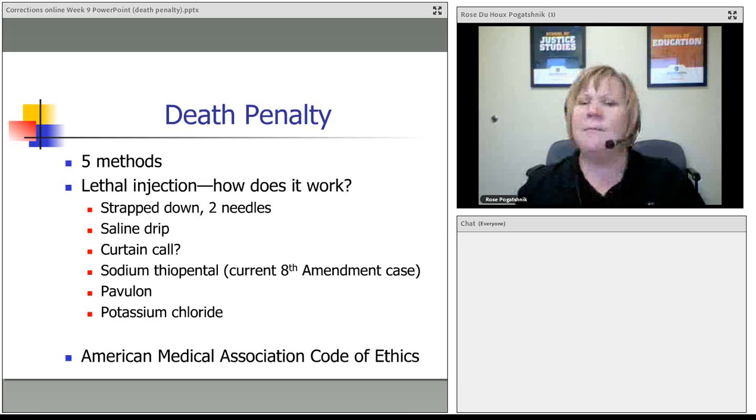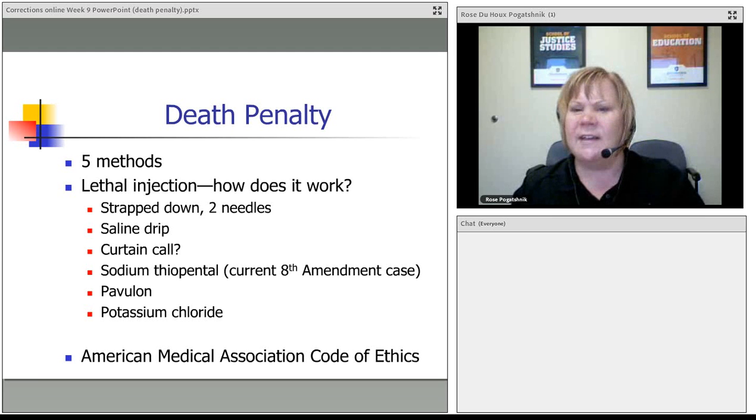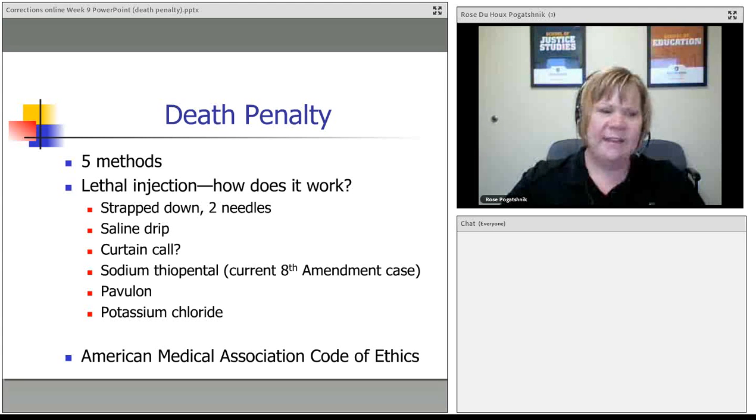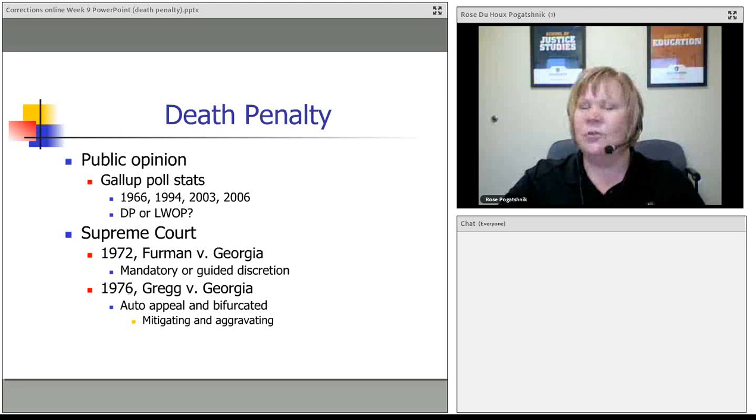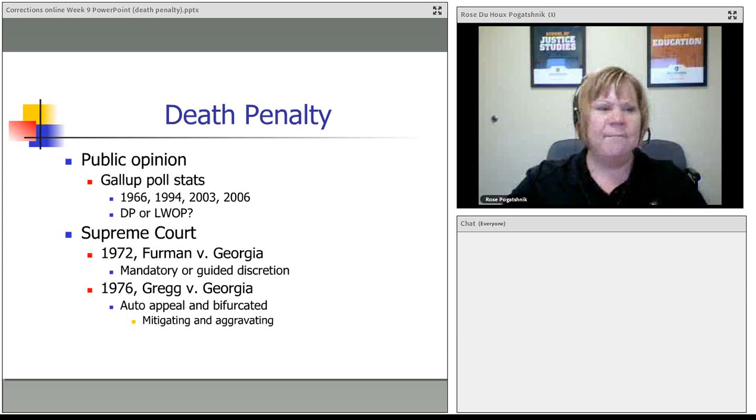Now, the American Medical Association, when someone becomes a doctor, they swear to this code of ethics, and ultimately, the code of ethics does not allow doctors to participate. They basically agree and swear to do no harm and to not facilitate in anyone's death. So that's why doctors are not involved in this process. It's correctional officers who are administering the medications.